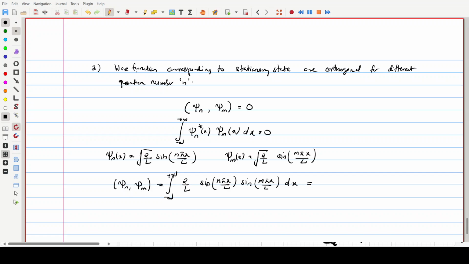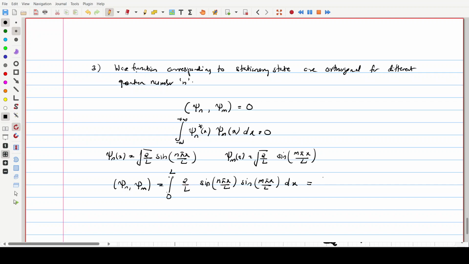Now we know that we have to change the limit, because the wave function is 0 before x equal to 0 and it is 0 after x equal to L. So this integration limit must change. The integration limit must be from x equal to 0 to x equal to L. Now just perform this integration. We have the product of two sines, and it is easy to calculate this integration.